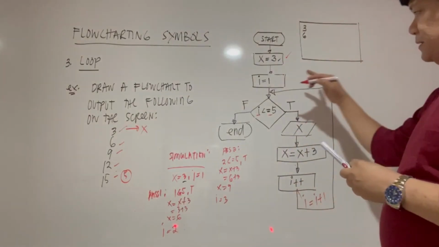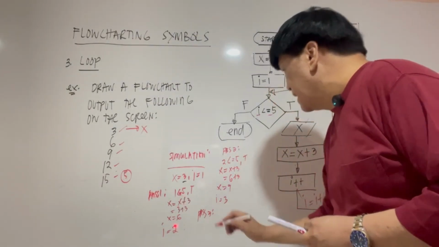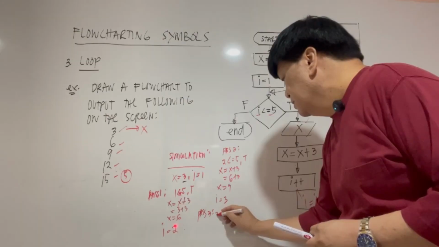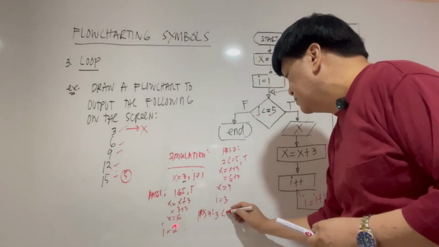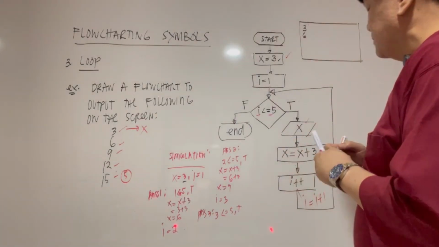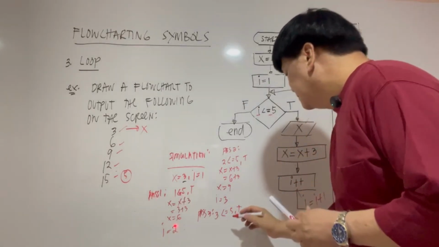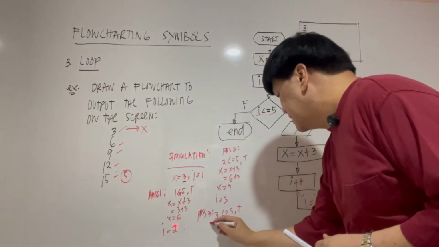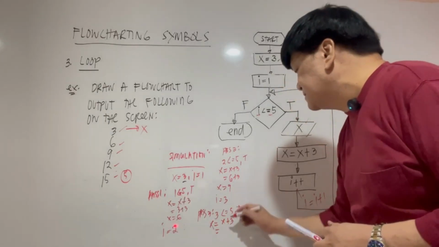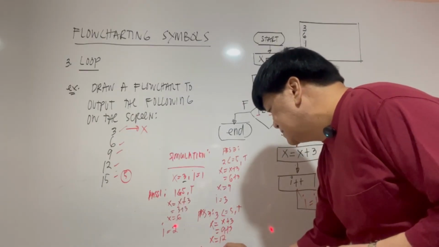Then again, loop. And then test. So we are now on our third iteration. So pass 3, and then you say I, which has a value of 3. Is it less than or equal to 5? Which is true. Proceed to the true side. Output the value of x. The value of x is 9. And then proceed to the next instruction that says x is equal to x plus 3. The present value of x is 9 plus 3. x now is equal to 12. Then we increment I. This time is 4.